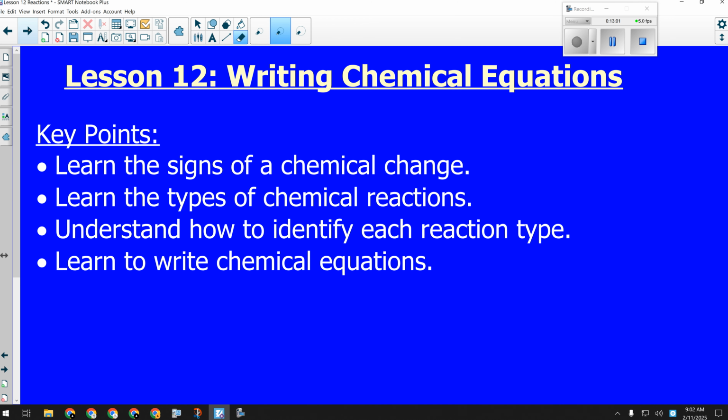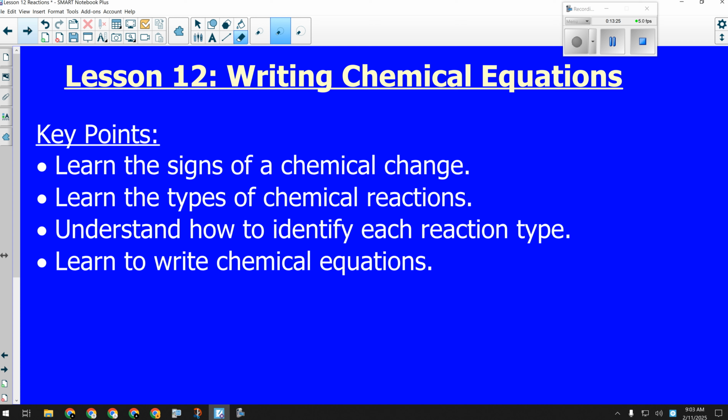So today we got to go over writing chemical equations. What we'll cover today are basically the 5 types of chemical reactions that we will go over. There are more than 5 types, but we're looking at these basic 5 types. Okay, how do I know a reaction has occurred? What are some signs of a chemical reaction?